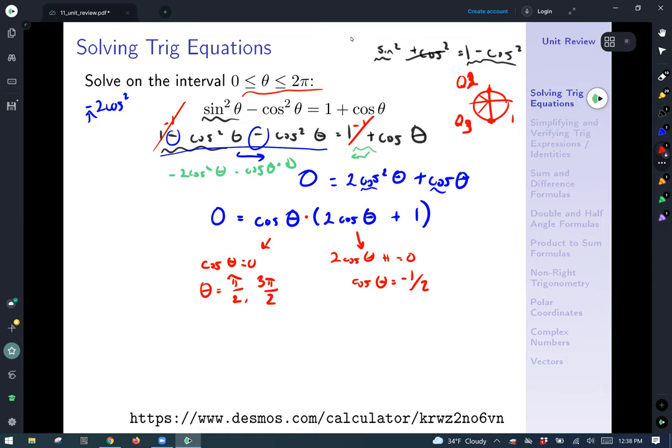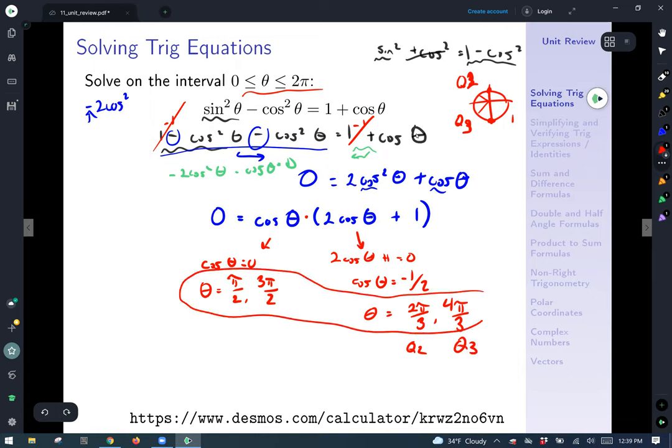And cosine of what gives us 1/2? Cosine of pi over 3. And so theta is going to be 2 pi over 3 and 4 pi over 3, because 3 pi over 3 would be pi. You want to count that one up. And so this is Q2 and this is Q3. So in this case, we have 4 answers.